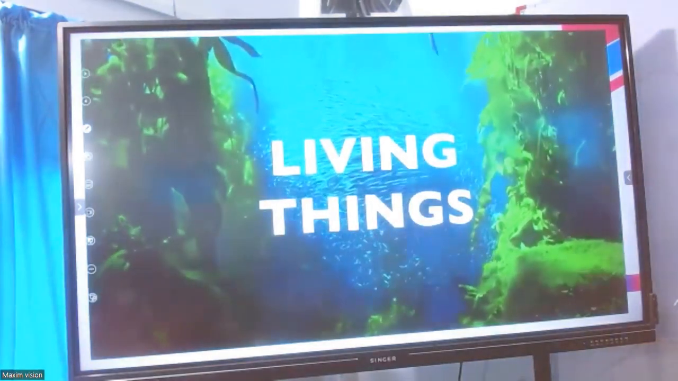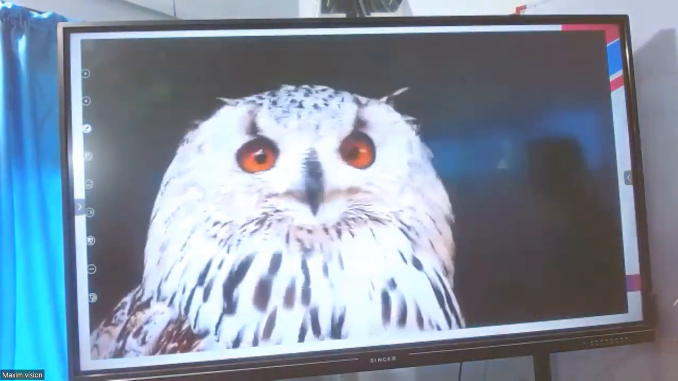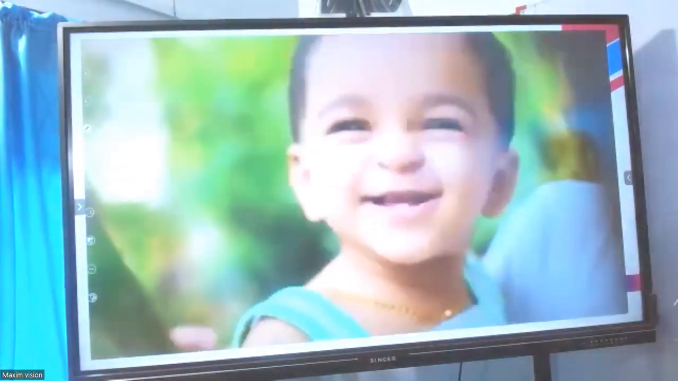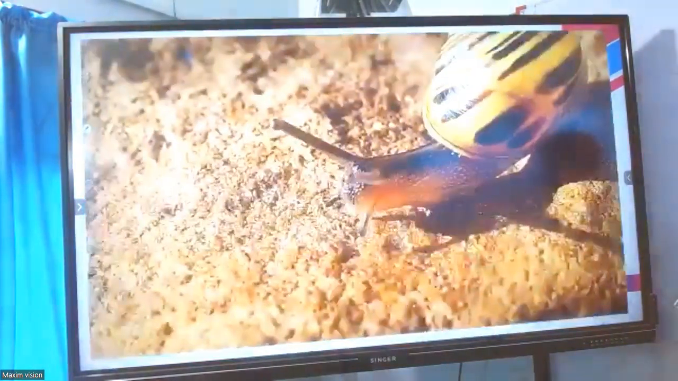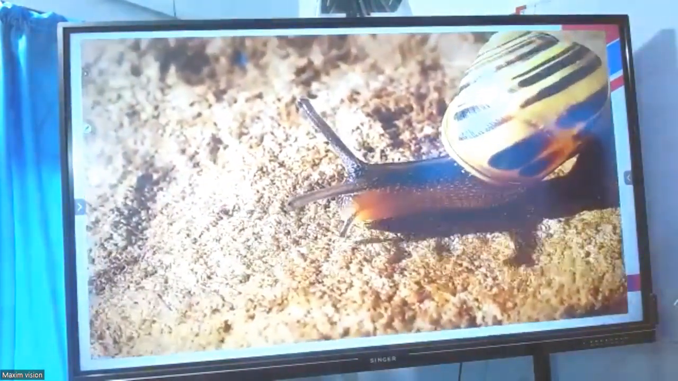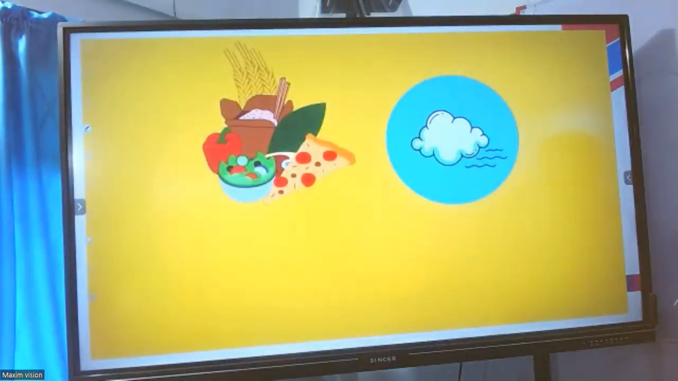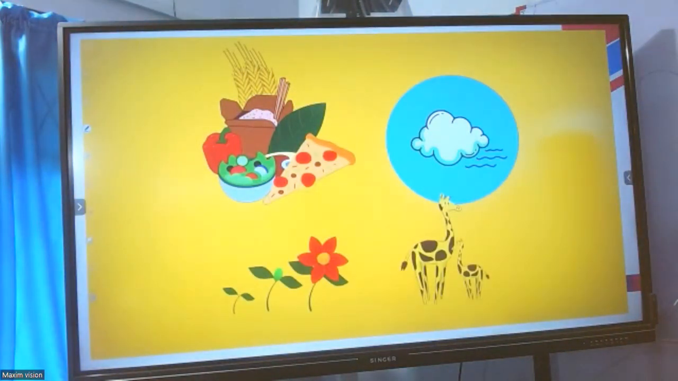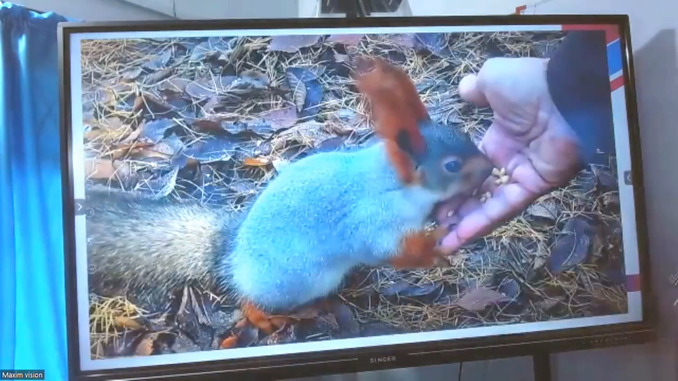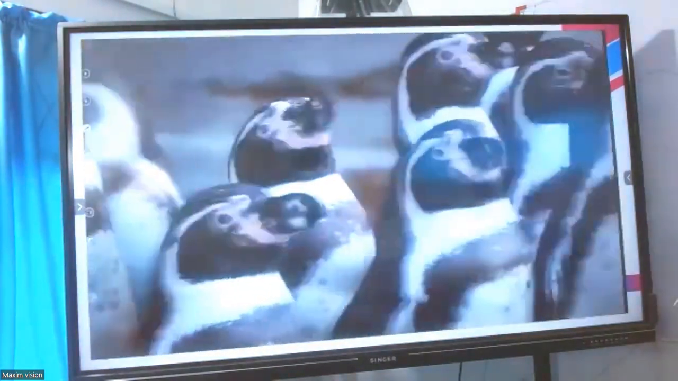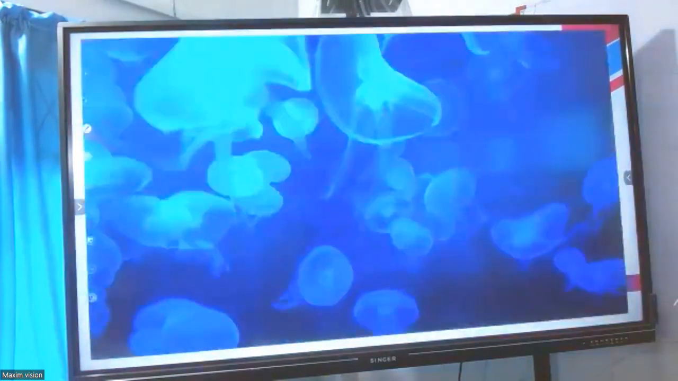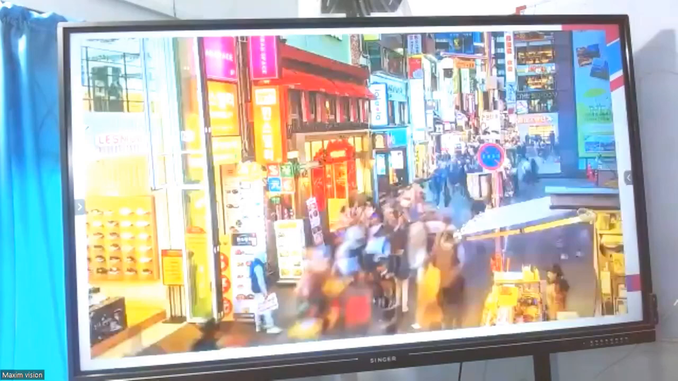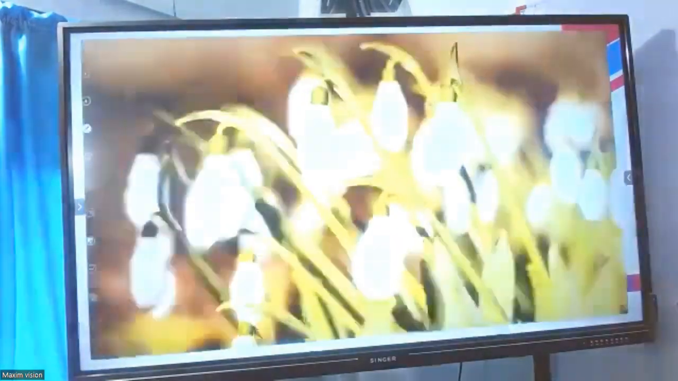Living things. Living things are all around us. We are living things. Animals are living things. Plants are living things too. What makes something a living thing? Living things eat, breathe, grow, and make more of itself. Can you think of an example of a living thing? Animals are living things. There are many different types of animals. They all look different, but they all have one thing in common. They are all living things. Humans are living things too, and so are plants.